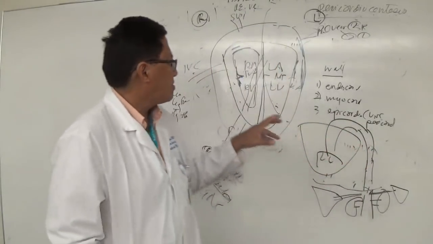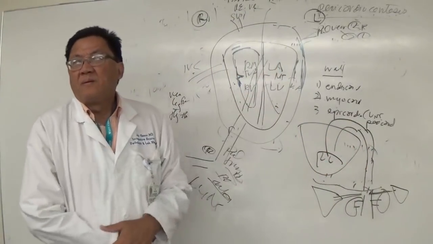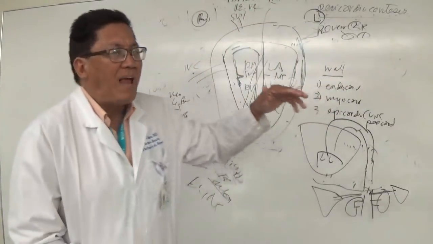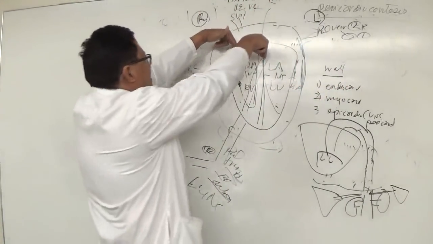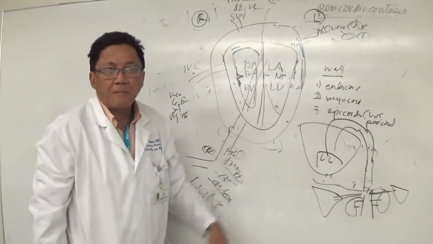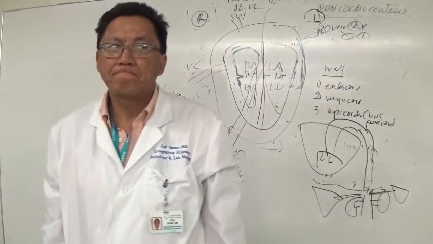Now what do valves do? They stop the flow. Two things. They allow the blood to flow in one direction, and prevent what? Backflow. As always.